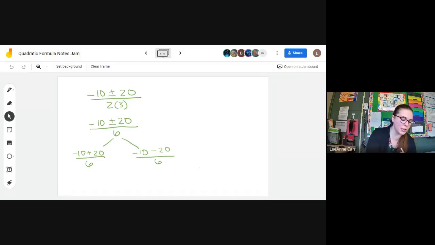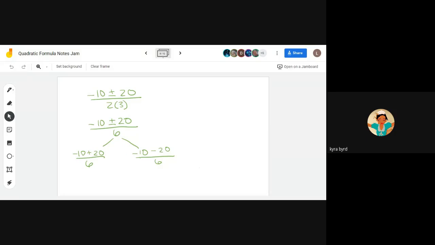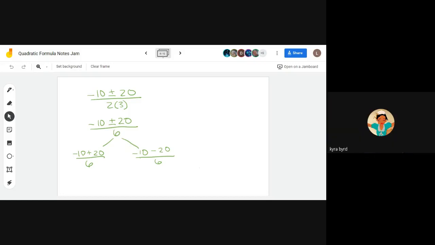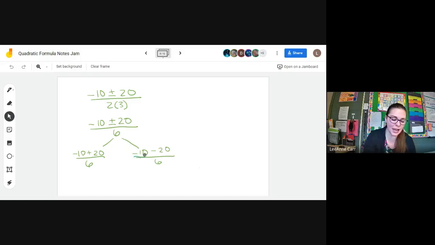Let's work through it. Which one do you want to do? This one on the left or this one on the right? Doesn't matter to me. We can do the one on the right. Okay, you got it. So what we're going to do here, Kyra, do you have a calculator handy? Okay, so we're going to do this top part first. I want you in that calculator to type in -10 minus 20 and tell me what you get.